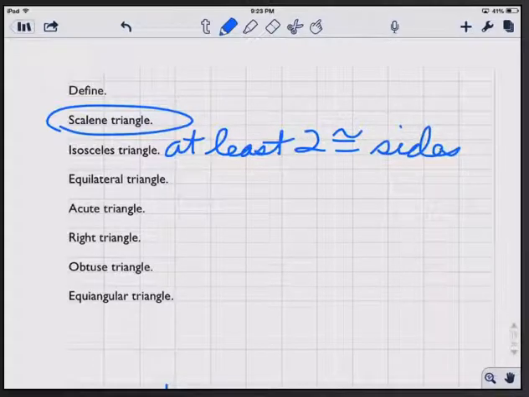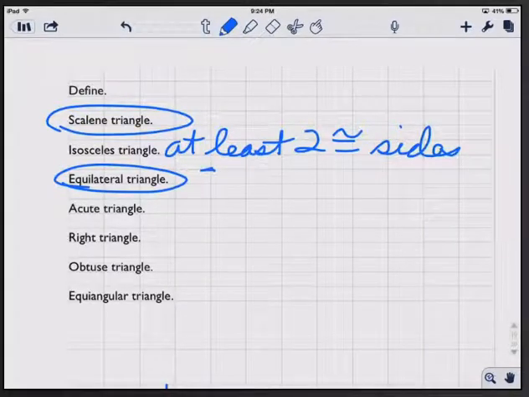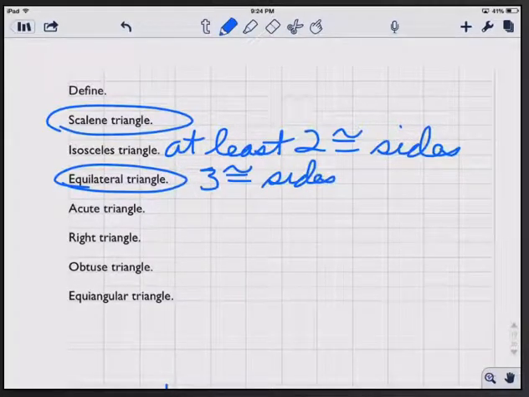Okay, it's important to note that it has to be at least two congruent sides, which means it might be three congruent sides, which brings us to the next definition. An equilateral triangle does have three congruent sides, so therefore it's really just a special isosceles triangle. The next four definitions deal with the measures of the angles.